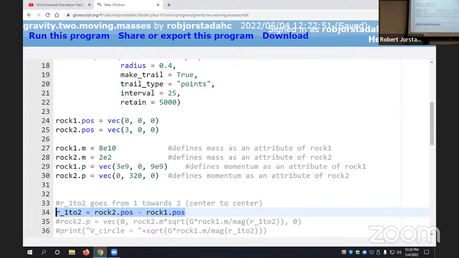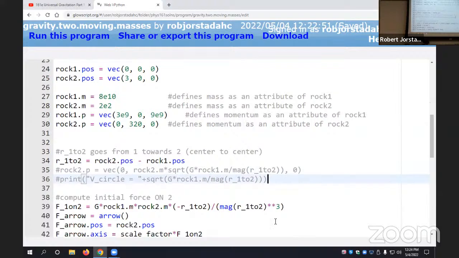In this case, rock1, rock2, the initial position is rock 1, right? We're going from rock 1 to rock 2. That's why rock 2 is the final. It's final minus initial. That's the most common mistake. Does that kind of make sense?